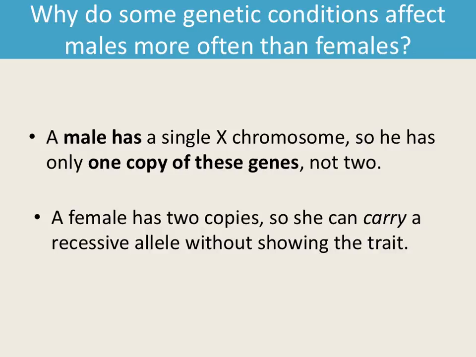So why do some genetic conditions affect males more often than females? And of course, that's Haldane's rule. A male has a single X, so he has only one copy of these genes, not two. The female has two copies, so she can carry a recessive allele without showing the trait. So in terms of the heterogametic sex, it acts just like a dominant allele. Okay? Because it's actually on the sex chromosome. With the female, it doesn't.